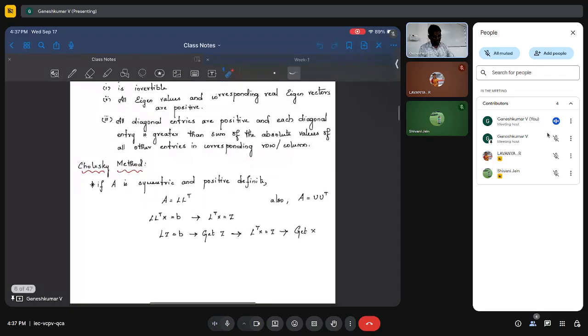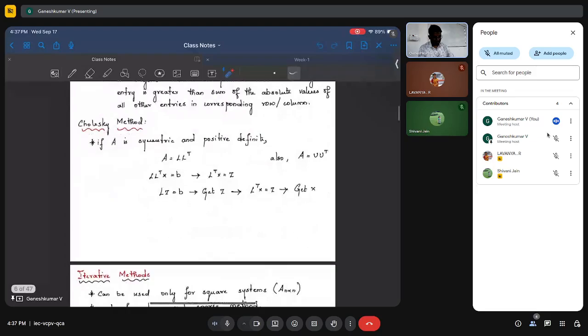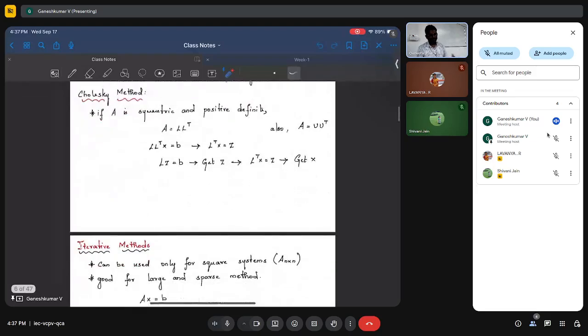So this is about positive definite matrices, and finally there is one more direct method, the Cholesky method. That only works if your matrix is symmetric and positive definite. Basically you will write A as L times L transpose, or U transpose times U. Once you find the L matrix, you can perform these operations and find the value.